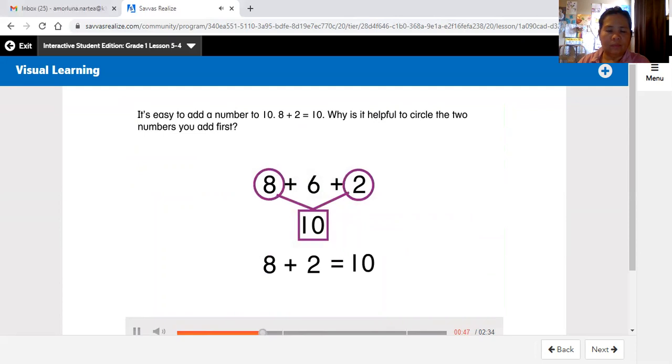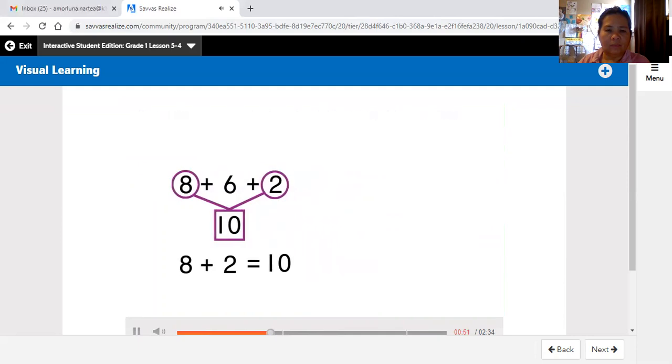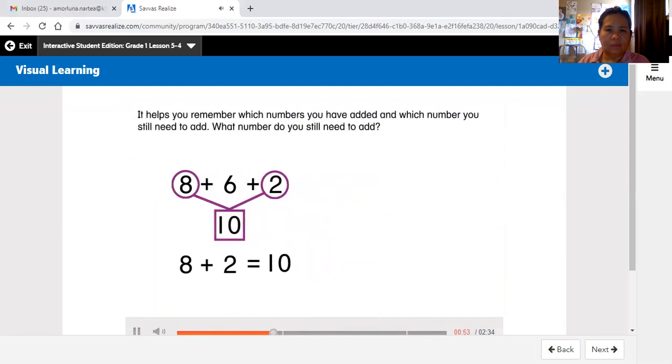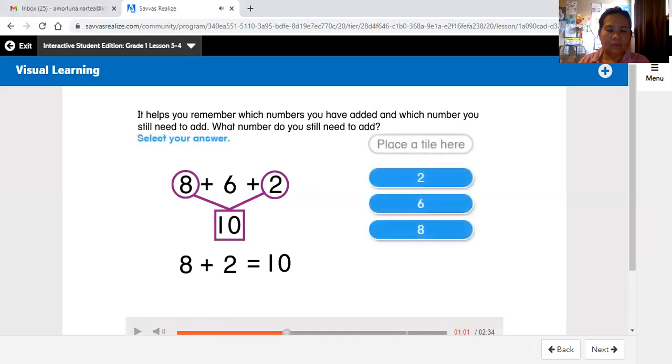Why is it helpful to circle the two numbers you add first? It helps you remember which numbers you have added and which number you still need to add. What number do you still need to add? Select your answer.